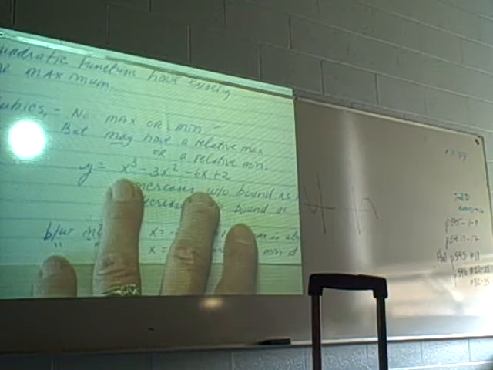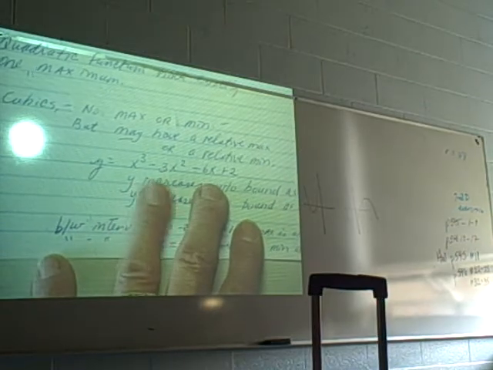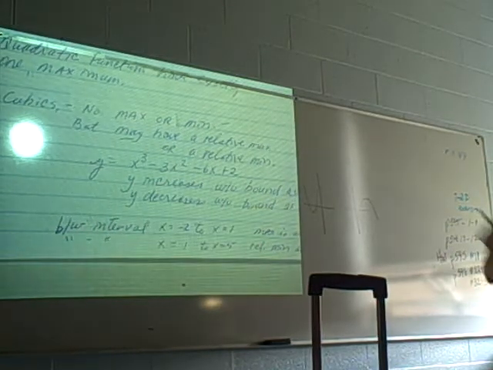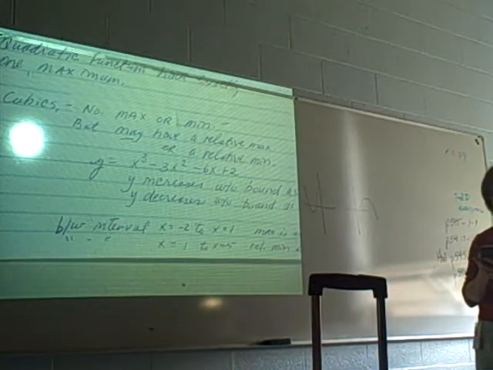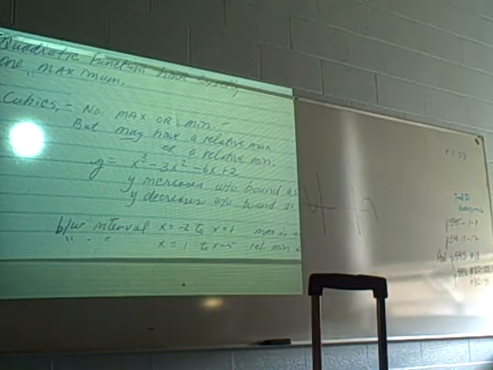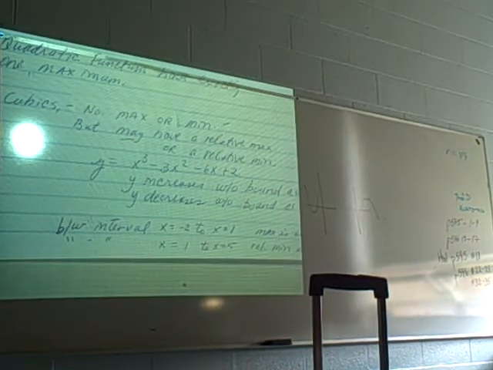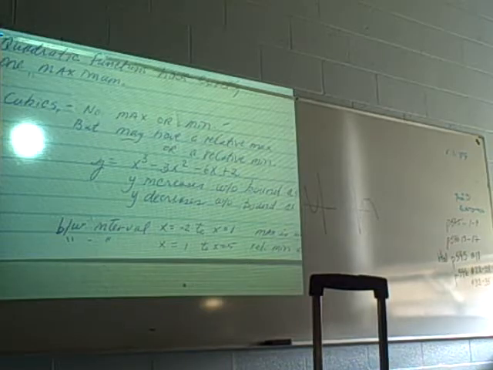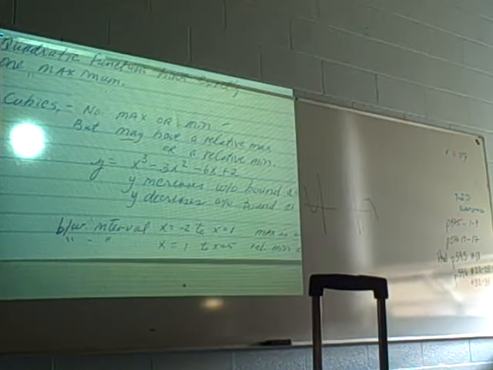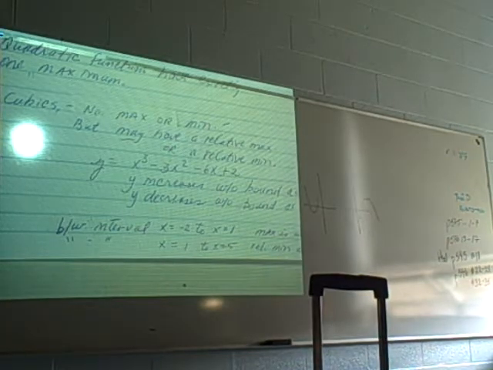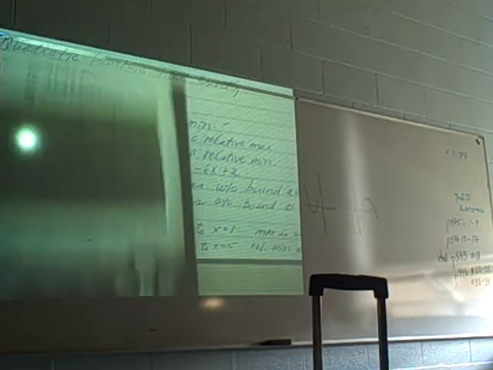So why don't we graph this next one and find the relative maximum? Let's graph this equation: y equals x cubed minus 3x squared minus 6x plus 2. I'm going to go to Zoom first, 6, and then I'm going to graph it. So this is what my graph looks like right now.